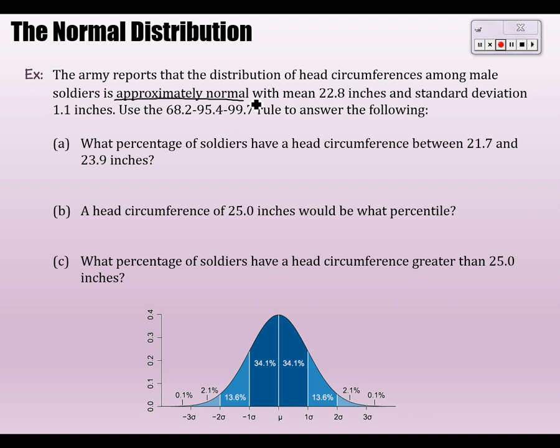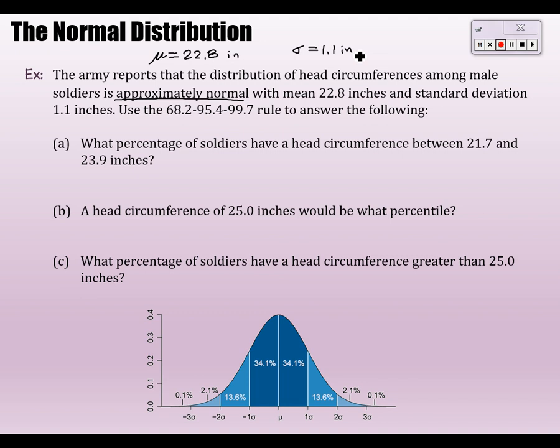All right. 22.8 inches is, we're saying this, the mean, and the standard deviation is 1.1. So what do we mean? We mean the mean is 22.8 inches. And the standard deviation is 1.1 inches. All right, that's what this is saying.